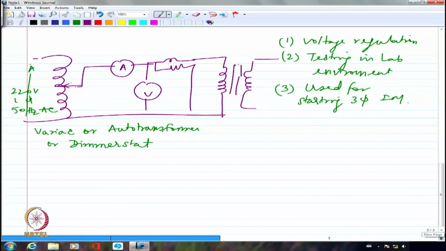Right? I am applying V1 here. When I connect the voltmeter, I would measure whatever voltage V1 I am applying. And if I try to connect the voltmeter here directly, I would have gotten V2.